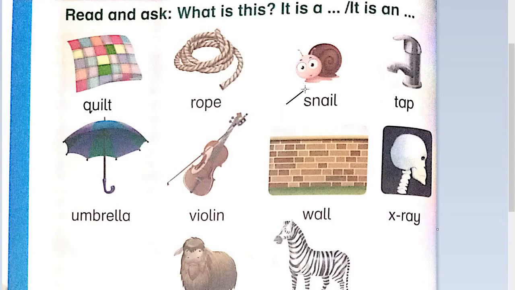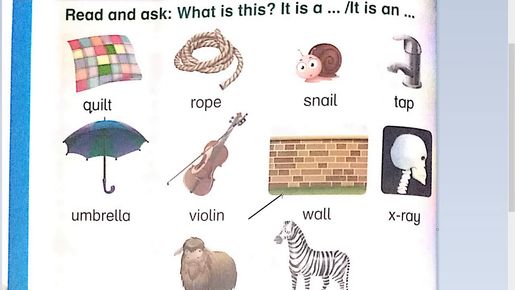ये क्या है? ये एक सिप्पी है. What is this? It is a tap. ये एक नलका है. What is this? It is an umbrella. ये क्या है? ये एक छतरी है. What is this? It is a violin. ये क्या है? ये एक violin है.